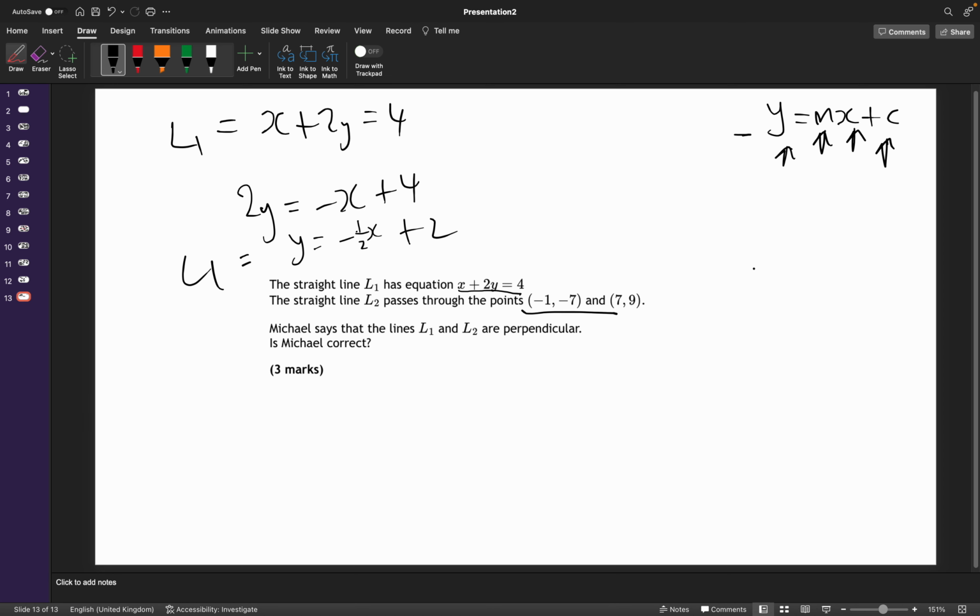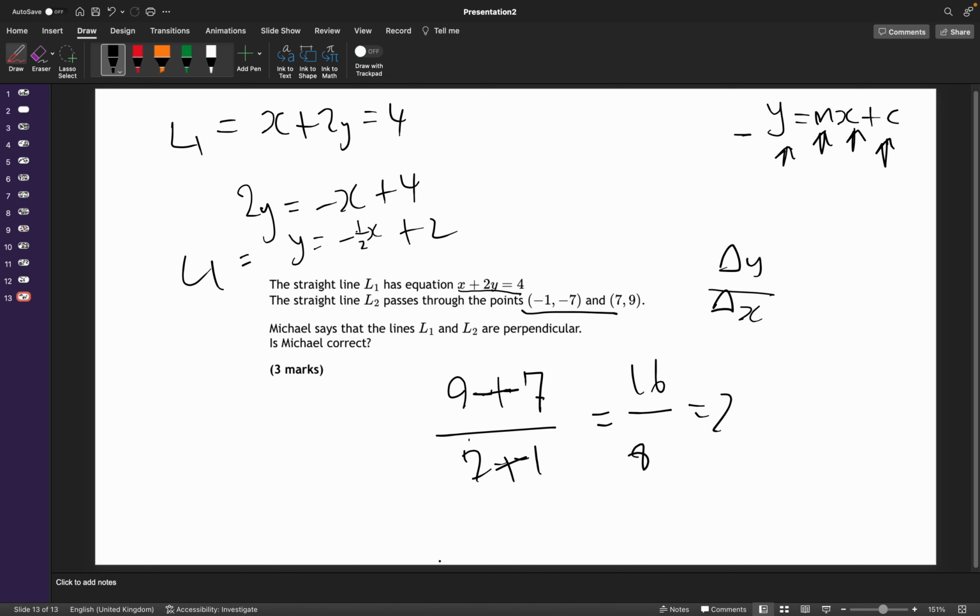L2, we have these points, so we can find the change in y over change in x to find the gradient of L2, and you can use that gradient and input the x and y coordinates of either one, and you'll find the equation of the line. Change in y, 9 minus -7. Over 7 minus -1. Minus and minus, they become positive, both of them. 9 plus 7 is going to be 16 over 8. That's going to be 2.